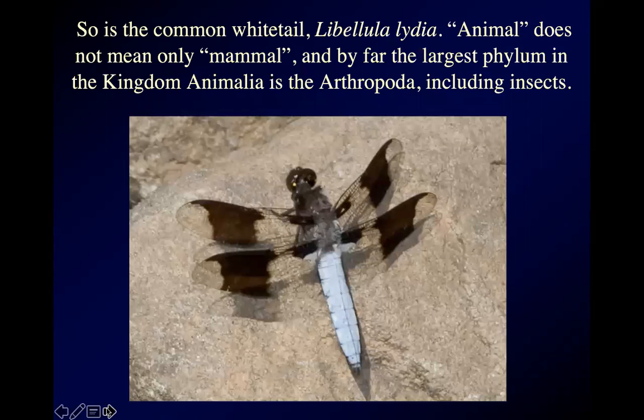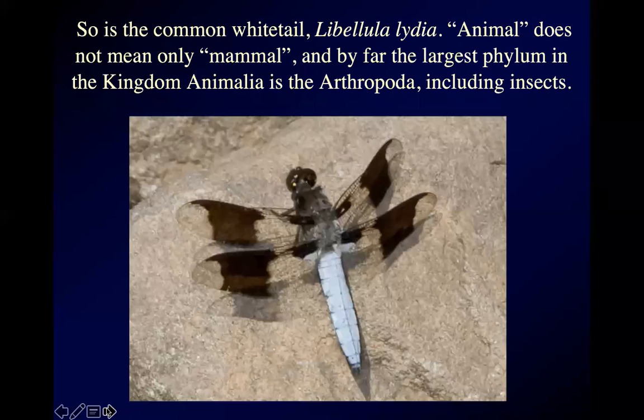Not everybody realizes it, but animal does not only mean the fuzzy, warm-blooded animals with big eyes. In fact, by far the largest phylum, that's the subdivision of the kingdom Animalia, by far the largest is called the Arthropoda. That means jointed legs, and that includes insects and crabs and spiders and scorpions and centipedes and a bunch of other things you probably don't want to think about very hard. This one just happens to be a common dragonfly that I've seen in my own backyard.